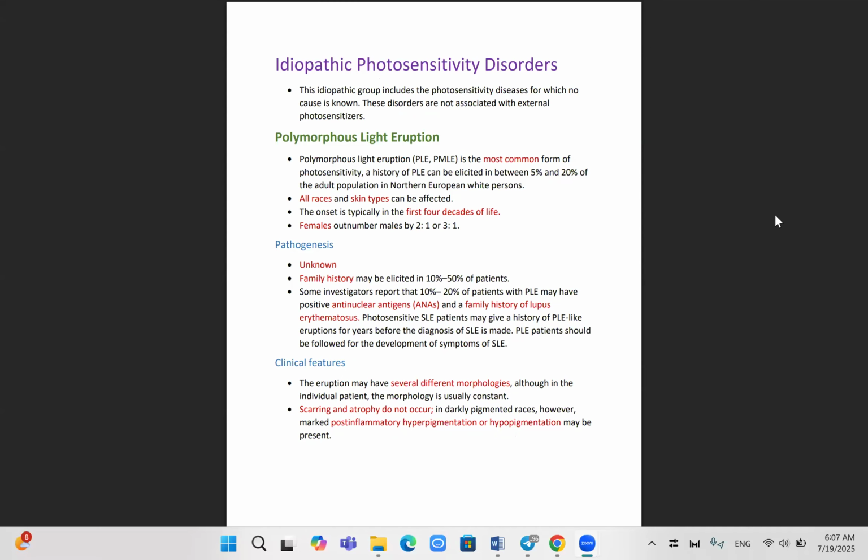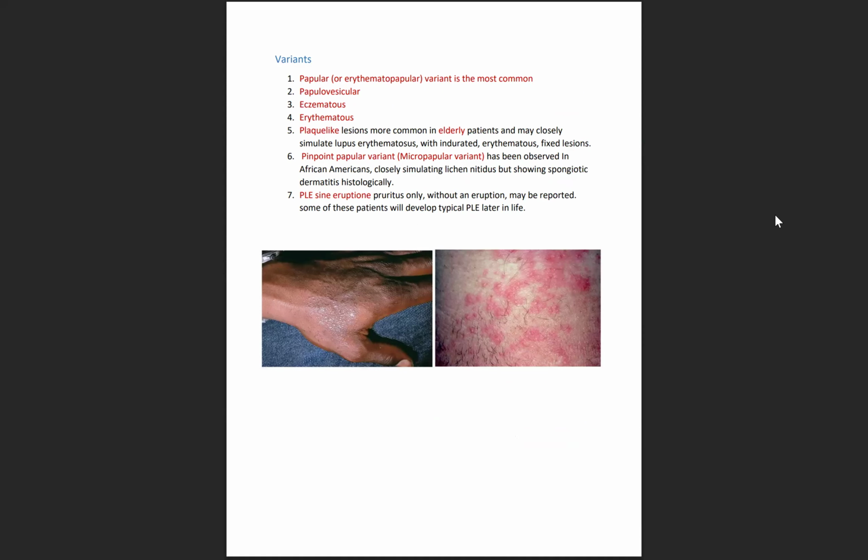نجي على variants of polymorphous light eruption. ممكن تكون papular or erythematopapular variant, which is the most common one اللي بالصورة هي papular variants. ممكن papulovesicular, eczematous, erythematous, or plaque-like lesions more common in elderly patients and may closely simulate lupus erythematosus with indurated erythematous fixed lesions. عندنا variant اللي هي تكون pinpoint papular variant or micropapular variant اللي هي هذه بالصورة has been observed in African Americans closely simulating lichen nitidus but showing spongiotic dermatitis histologically.